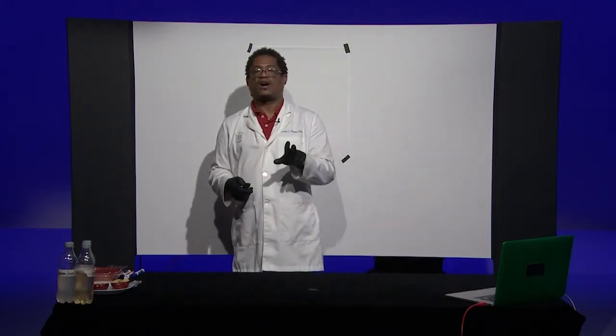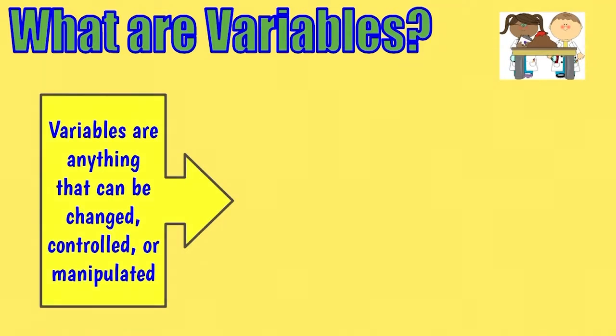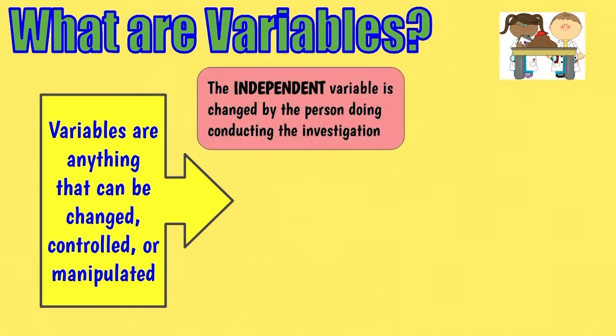All right, so what are variables? If we take a look at this information here, we see variables. Just like the temperature changes, variables are anything that can be changed or controlled or manipulated in a scientific investigation. There are mainly three kinds of variables. There are other kinds, but we have an independent variable. I'm independent. I don't need any help. I can do it by myself.